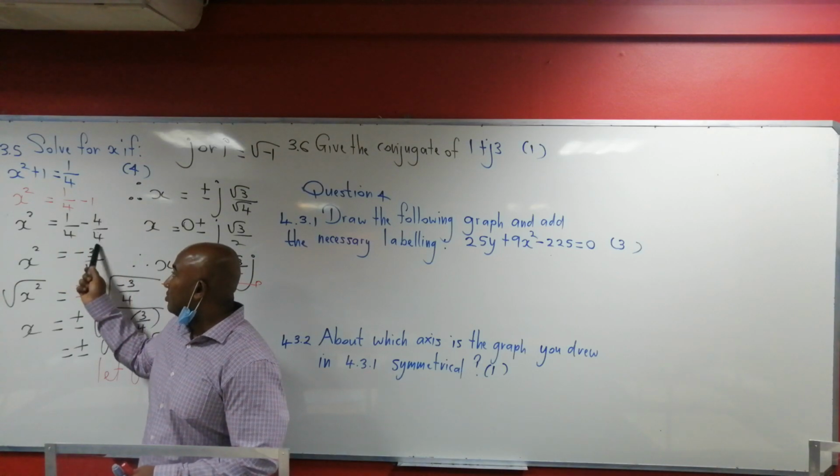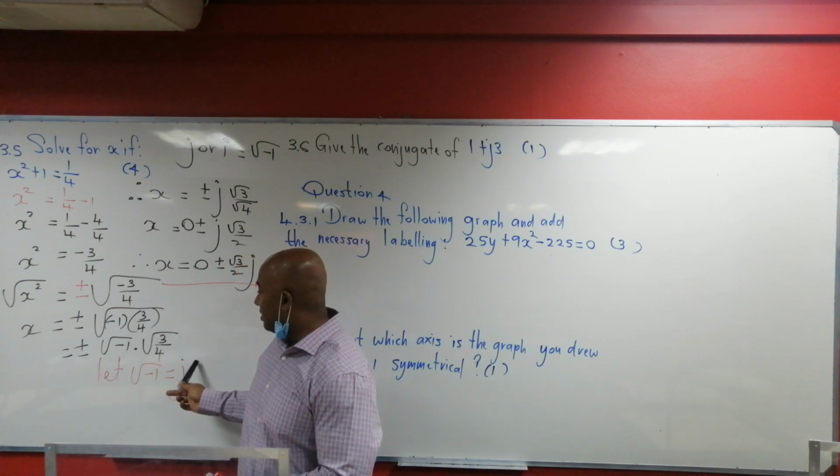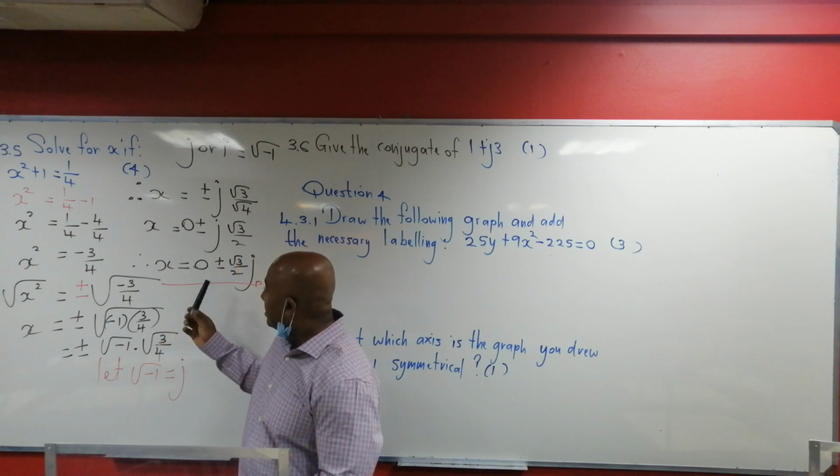4 times 1 is 4 over 4. 1 minus 4 is minus 3. Then I'm showing you without a calculator how you split it up. Do your substitution, and there's your 4 marks.